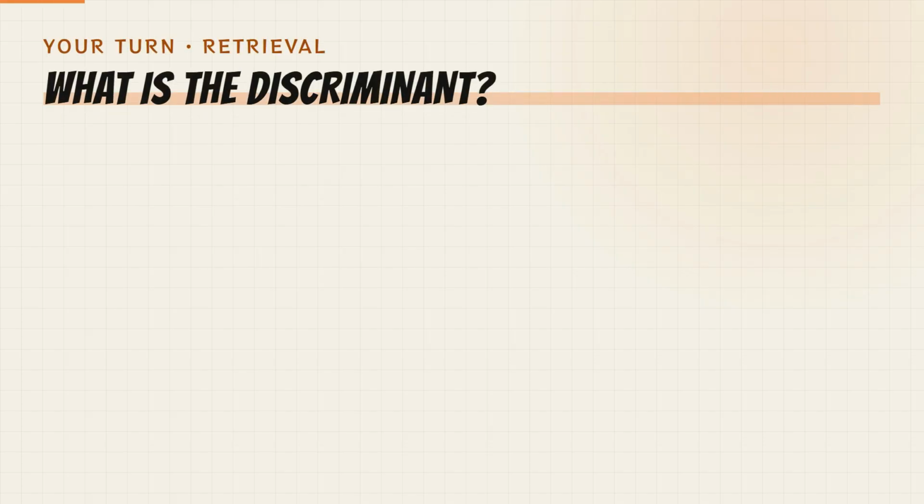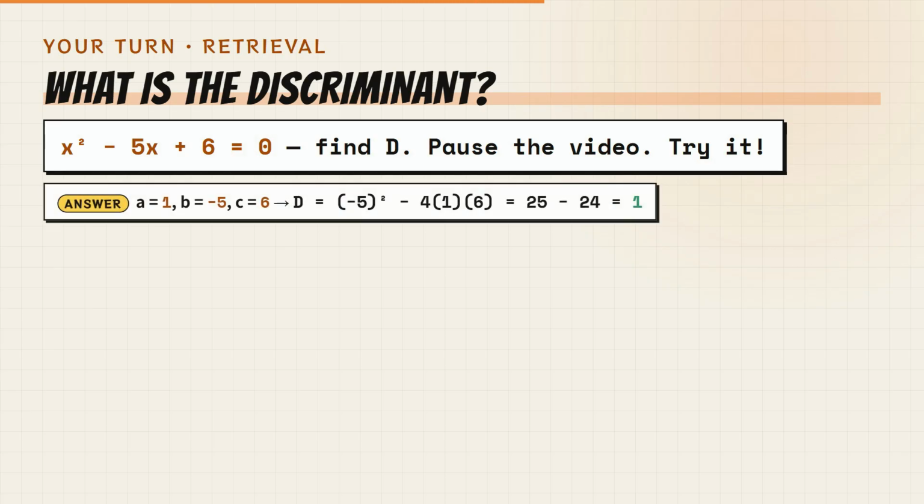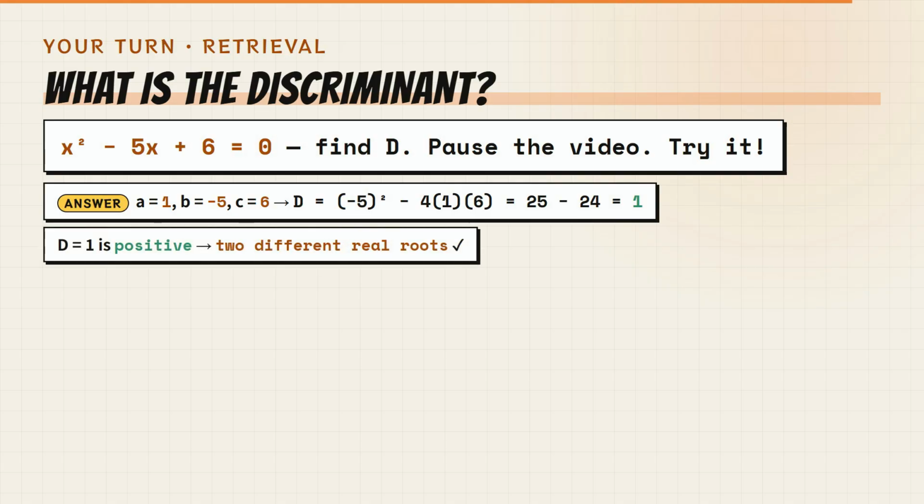Okay, your turn. Don't look at the answer. For x squared minus 5x plus 6 equals 0, find the discriminant. Pause the video, give it a try. The answer is d equals 1. That's positive. So this equation has two different real roots.